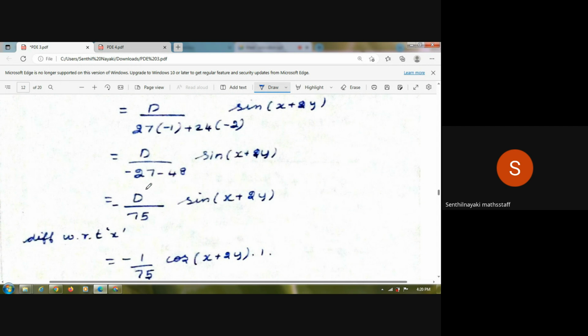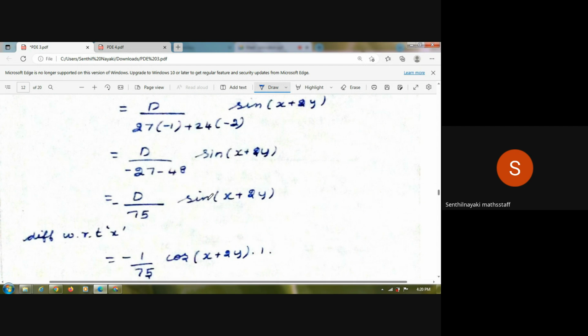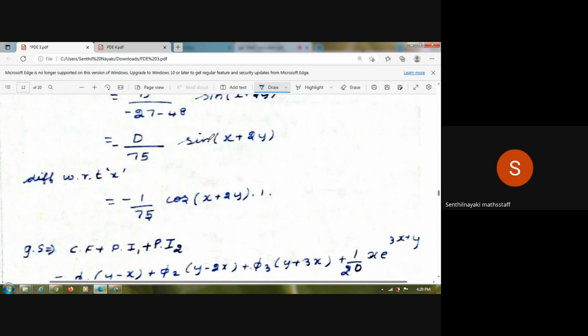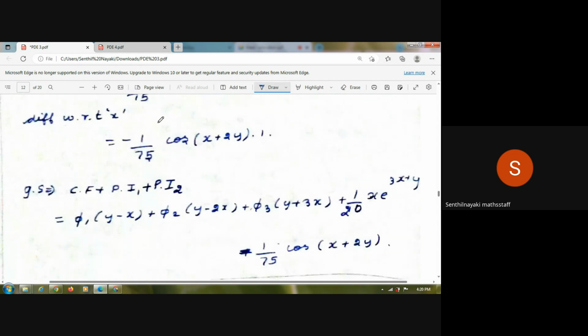So d is the partial derivative with respect to x. So d of sine means we have to differentiate this sine function with respect to x. Therefore, the differentiation of sine is cos, then x plus 2y. After differentiating this function with respect to x, we get 1 plus 0, therefore 1. Therefore, particular integral 2 is minus 1 by 75 cos of x plus 2y. So the general solution is CF plus PI1 plus PI2.